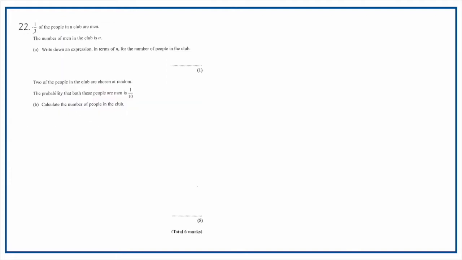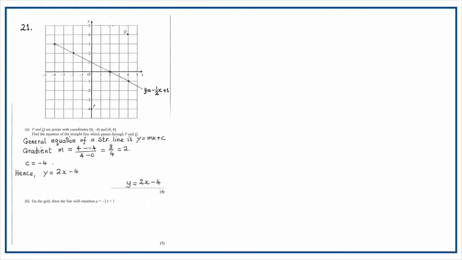So on the grid, draw the line with the equation y equals minus half x plus 1. Here, take different values of x and substitute into the equation of the straight line. When x is 2, y is 0. When x is 4, y is minus 1. When x is minus 2, y is 2. When x is minus 4, y is 3. So we draw the line y equals minus half x plus 1.